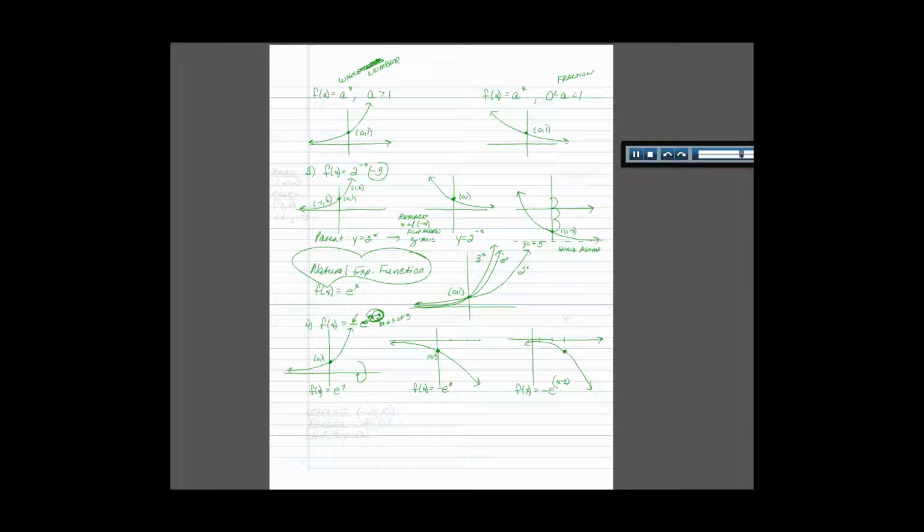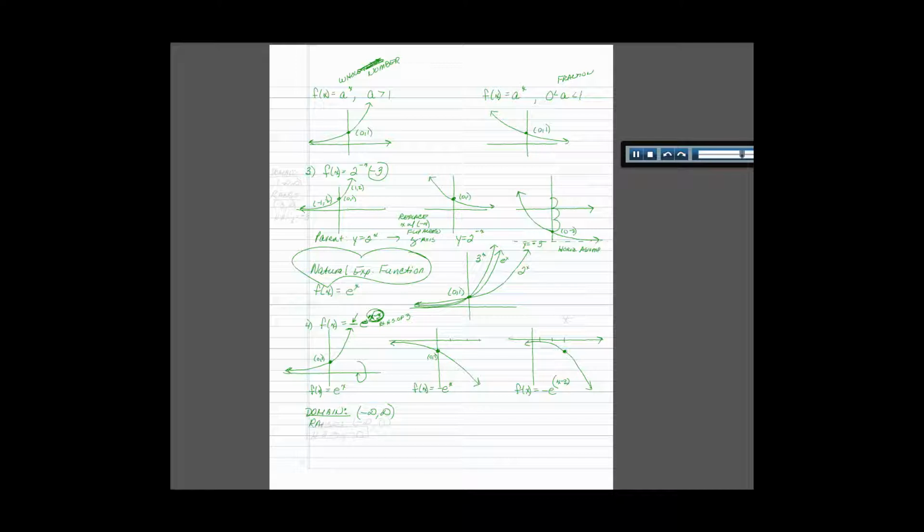Now let's talk about the domain. And this domain part is true for example number 3 too, so I'm going to kind of do them at the same time. The domain, what can x be? Well, x can be anything. Notice it goes to the left to negative infinity, and it goes to the right to positive infinity. So the domain is negative infinity to positive infinity.